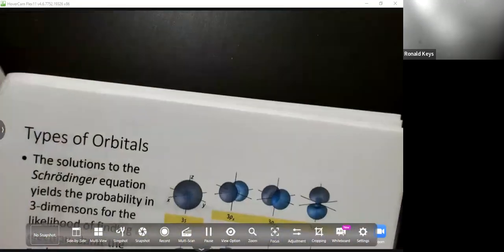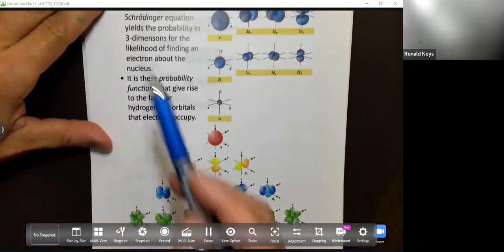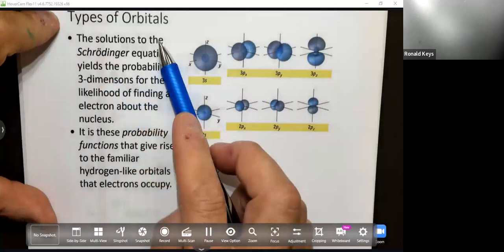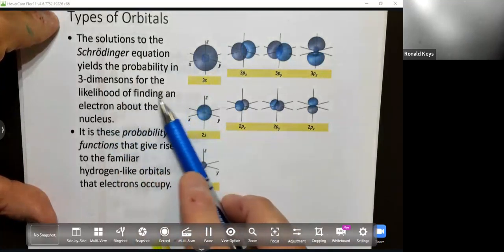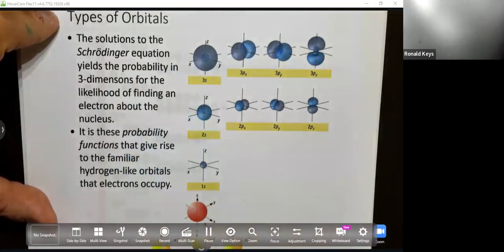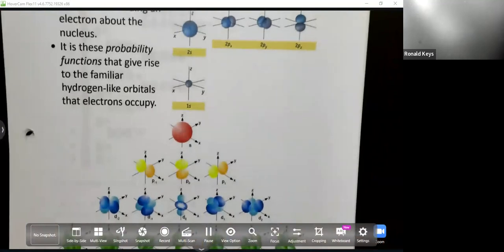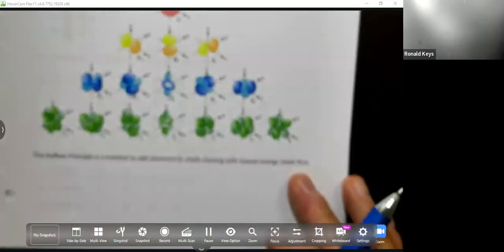So if we go to the next page, not even the next page, let's go 2 pages in. To this page. Solutions to the Schrödinger equations yield a probability in 3 dimensions for the likelihood of finding an electron about the nucleus. So the question should be, well, we know those electrons are around the nucleus, but what does that really look like? Well, what it looks like are these orbitals.